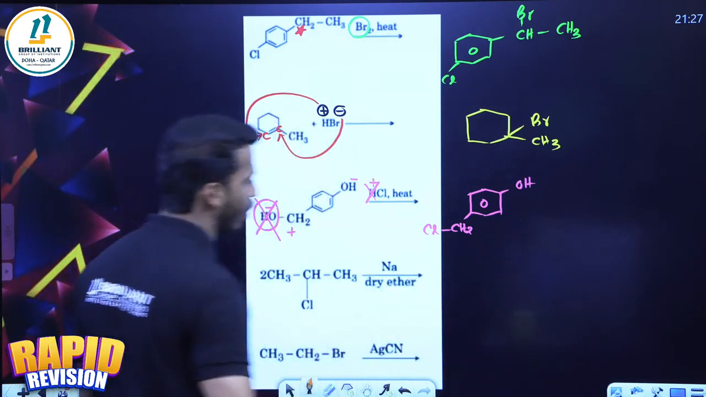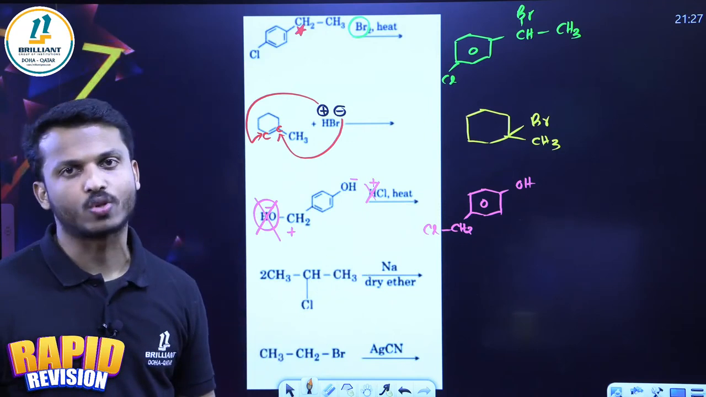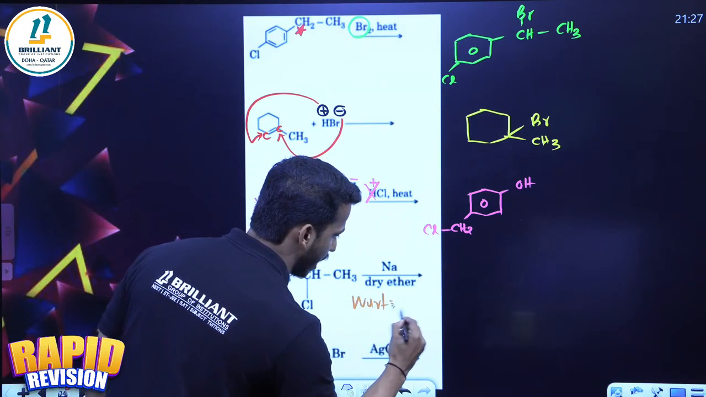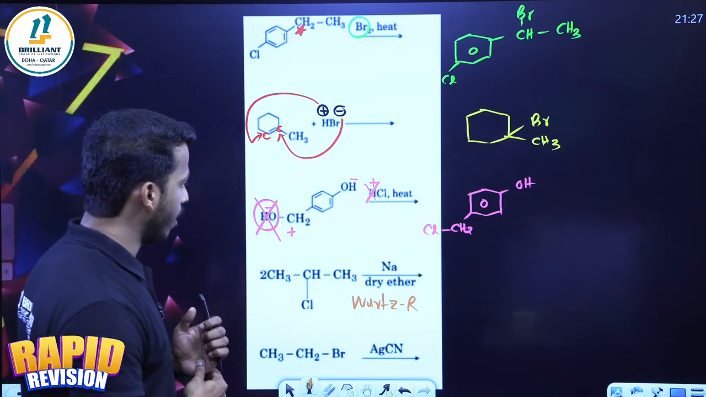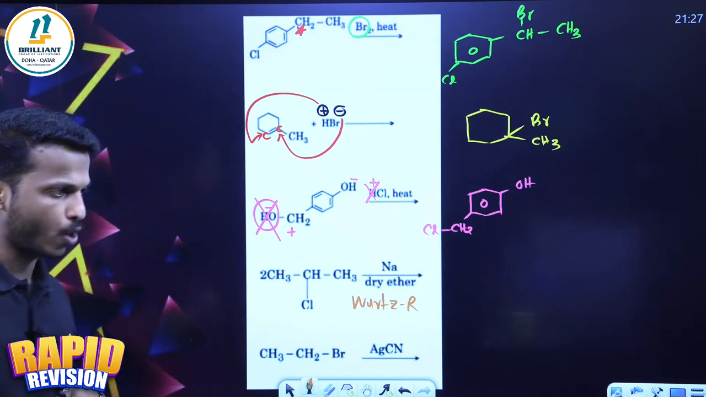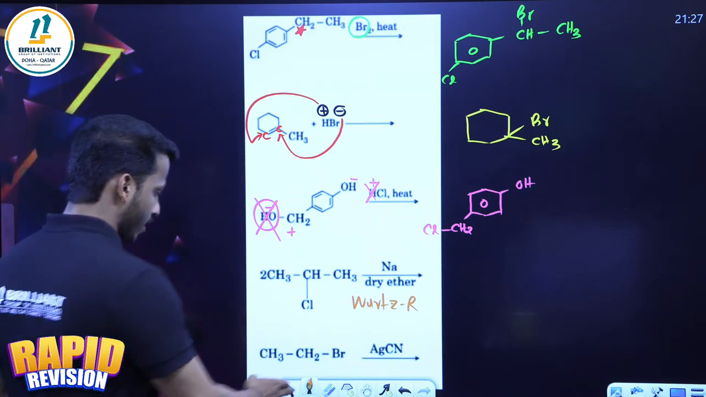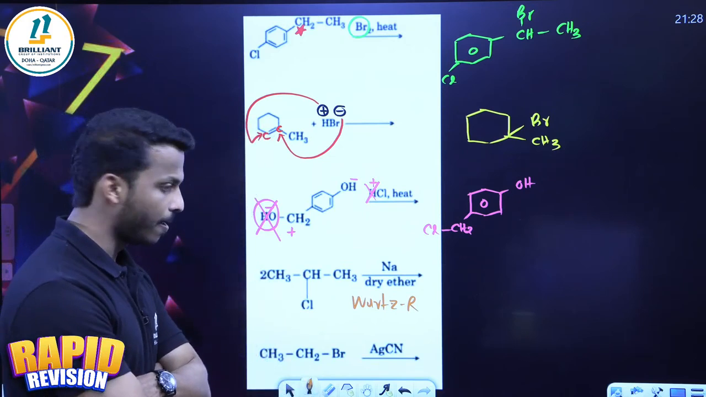What is the other reaction? A haloalkane with sodium and dry ether is called what? Wurtz reaction, right? Can you tell me the name of the product in the fourth reaction, in this Wurtz reaction?